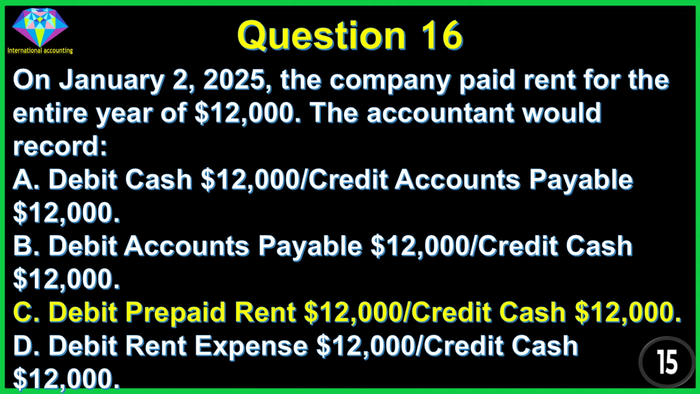C. Debit prepaid rent $12,000 per credit cash $12,000.